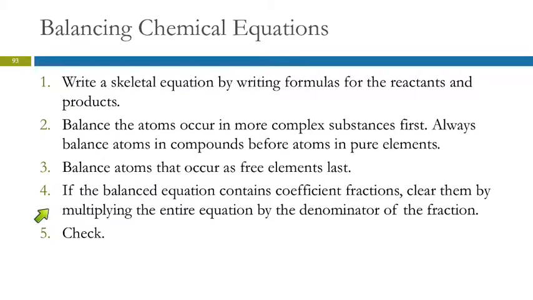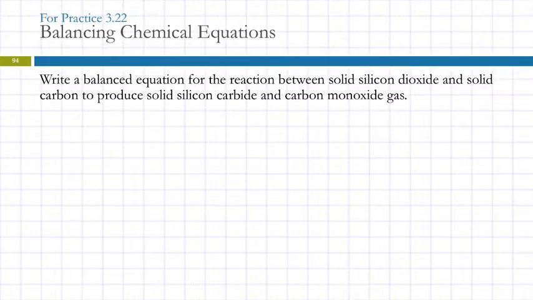If you end up with fractions for coefficients, you need to get rid of those because a balanced chemical equation has the lowest ratio of whole number coefficients. And then you should always check at the end. So we'll do some examples. Write a balanced equation for the reaction between solid silicon dioxide and solid carbon to produce solid silicon carbide and carbon monoxide gas.